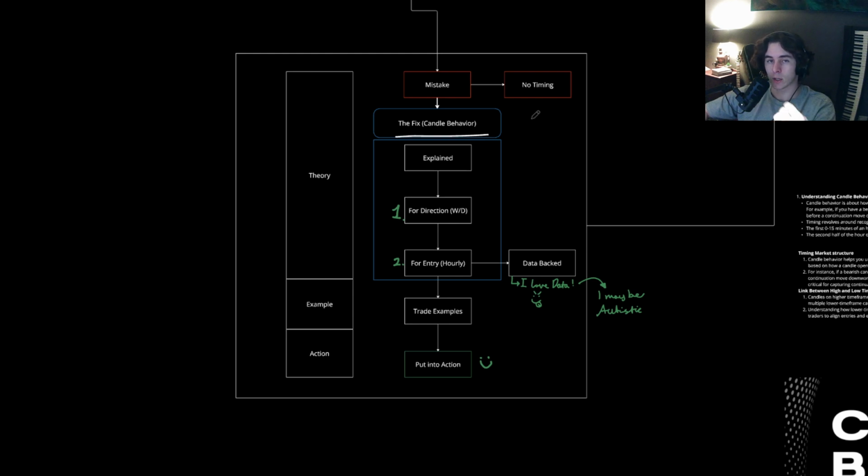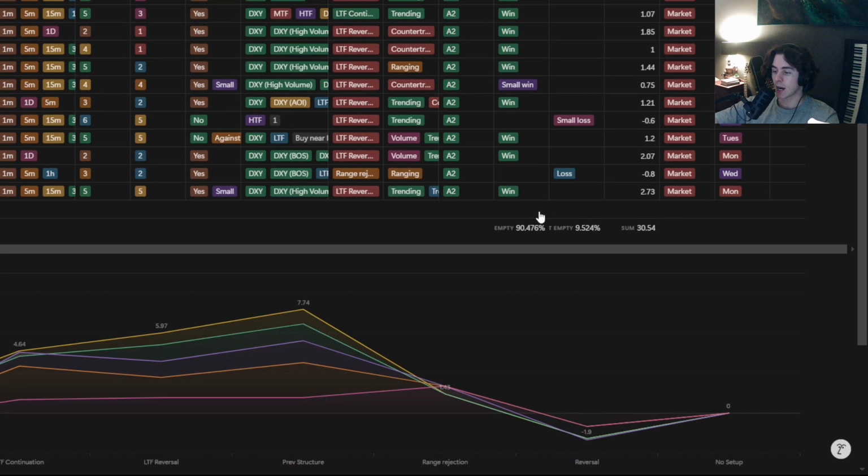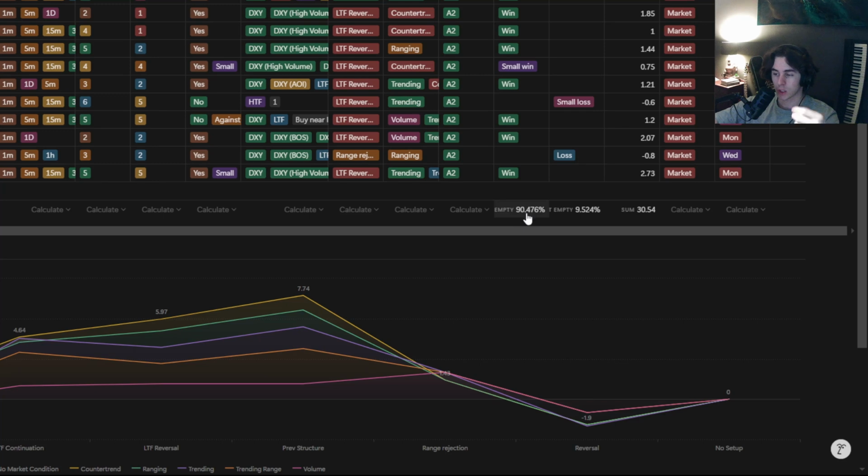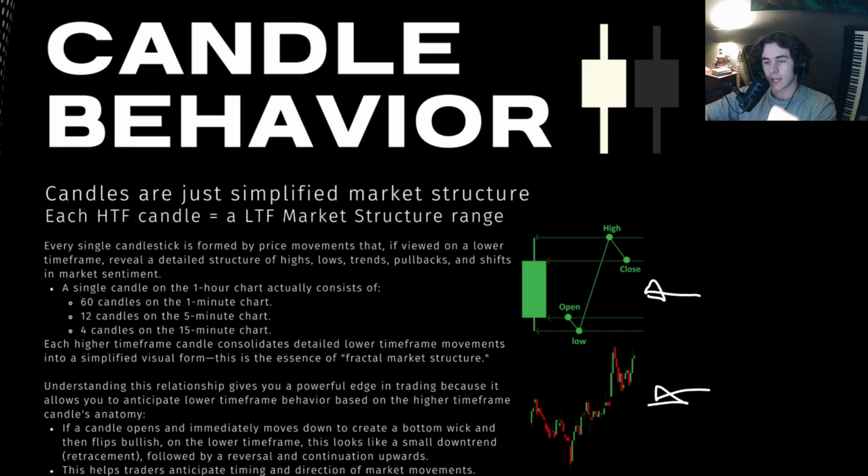I'm going to tell you exactly how to use it, explain what it is, and how I use it for direction and entries. And this is completely backed by data. If we go onto my journal here, I have a 90% win rate just by using this one simple candle behavior entry model. So first, let's go over what actually is candle behavior.